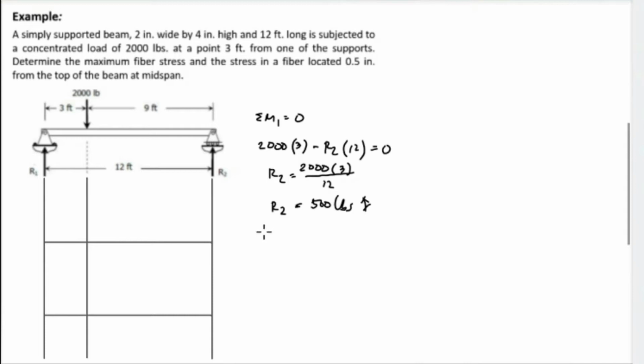We need to find the value for reaction 1 using summation of forces along y and equate that to 0. So R1 upward minus 2,000 downward plus R2, which is 500, and equate that to 0. So R1 is equal to 1,500 pounds. So that's R1, which is 1,500, and R2, which is equivalent to 500 pounds.